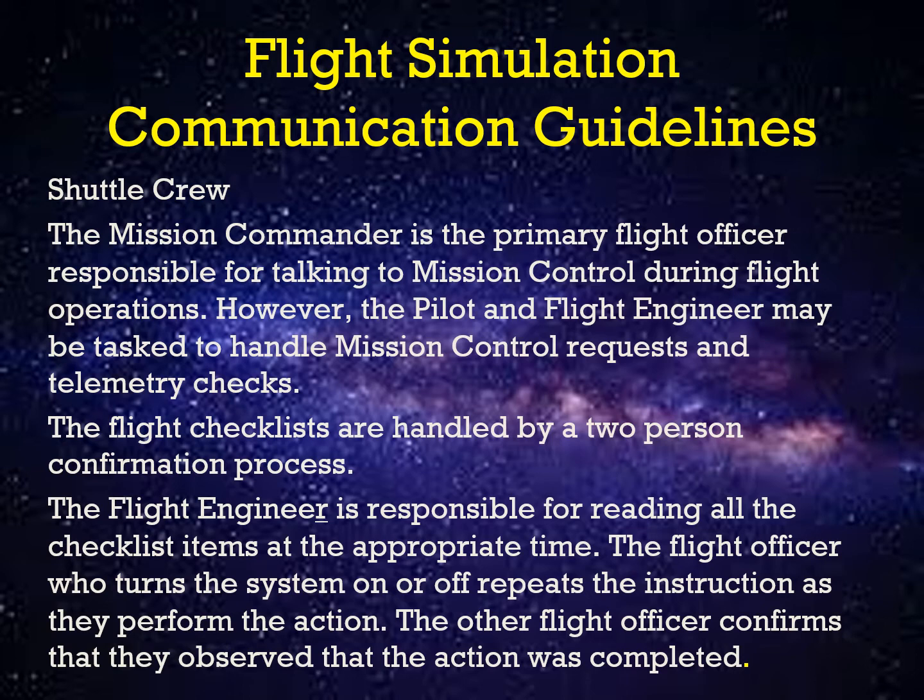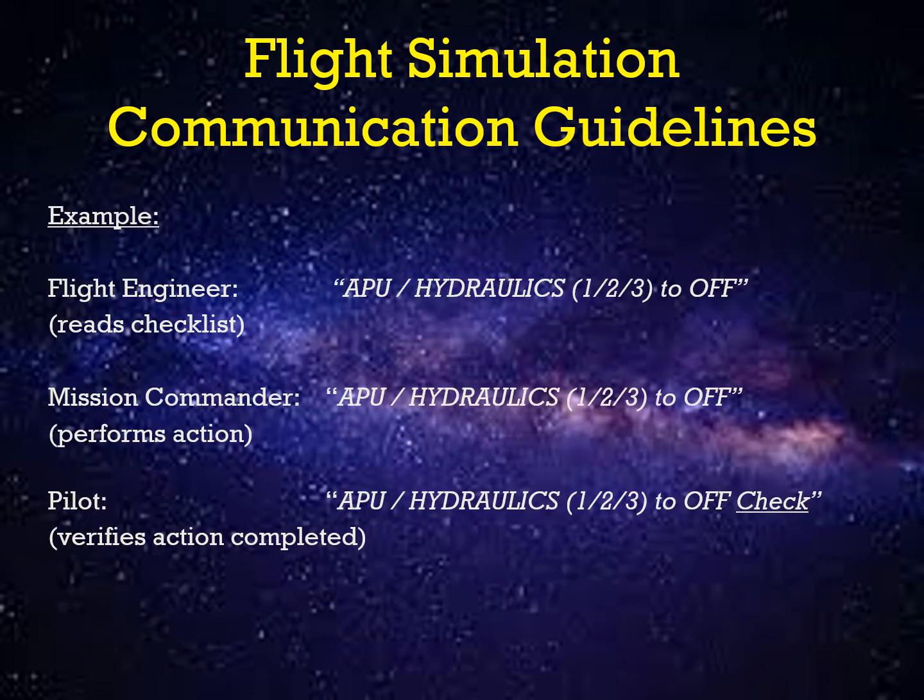So an example of that is the flight engineer reading the checklist: APU hydraulics, 1, 2, 3 to off. Okay, the mission commander has those switches on his side panel. So the mission commander will go APU hydraulics, 1 to off, 2 to off, 3 to off. And then the pilot who is watching will go APU hydraulics 1, 2, 3 to off, check. So the whole flow of that will be: APU hydraulics 1, 2, 3 to off; APU hydraulics 1 to off, 2 to off, 3 to off; APU hydraulics 1, 2, 3 to off, check.